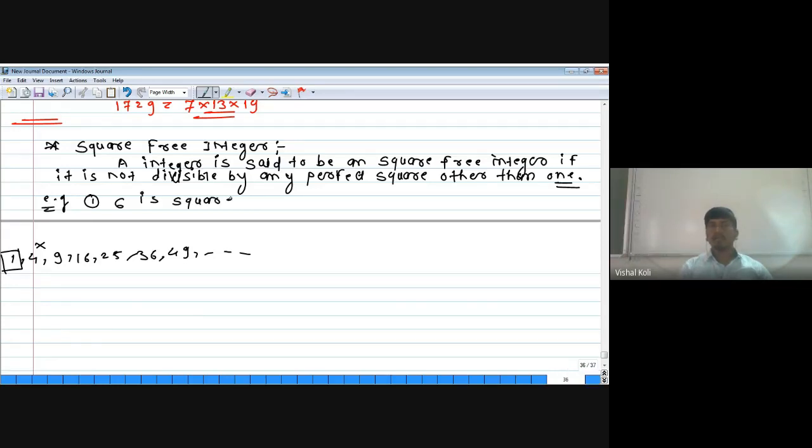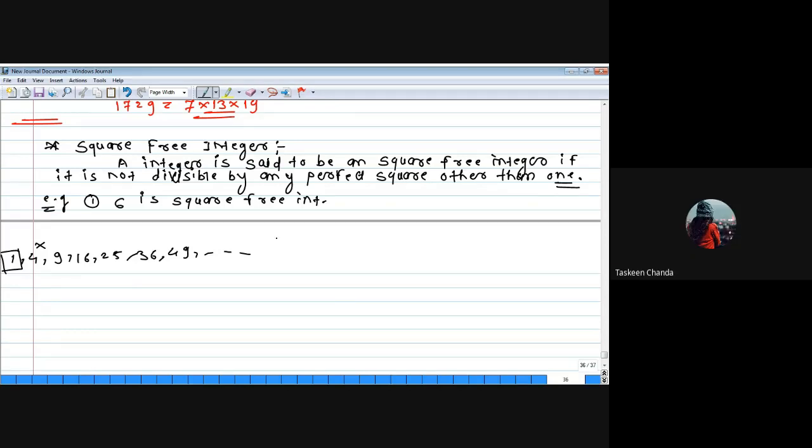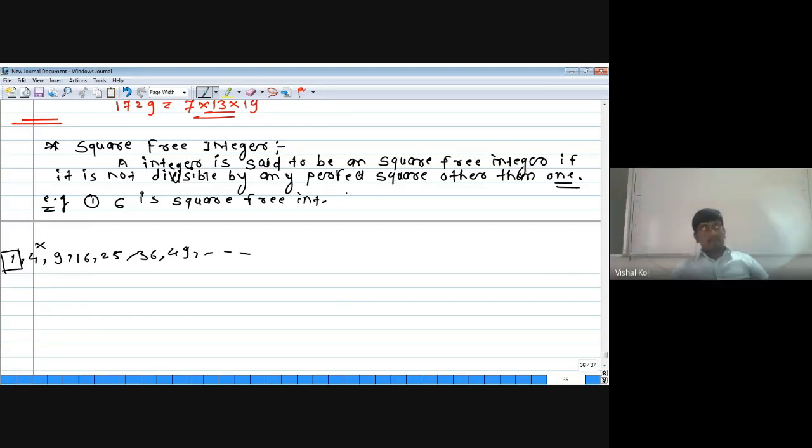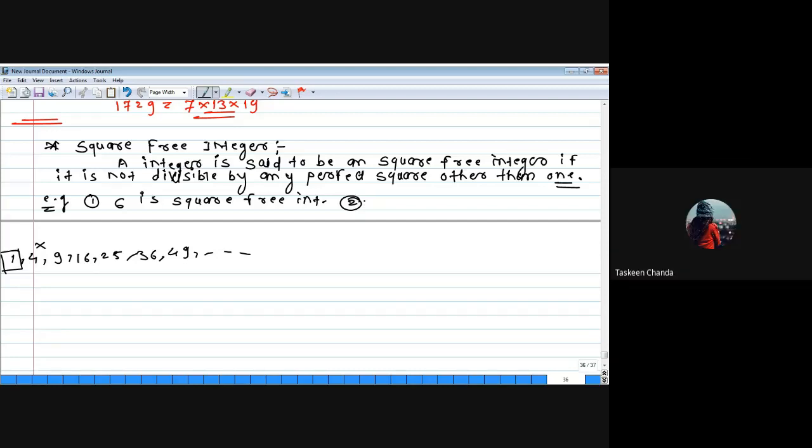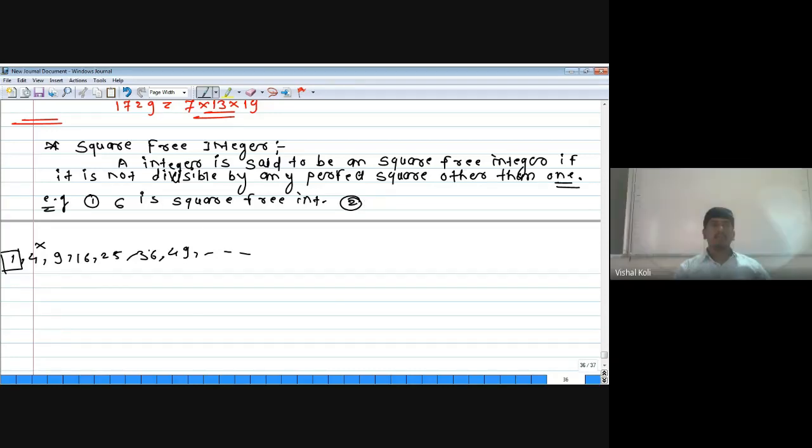What about 10? Whether 10 is a square free integer. Yes sir. What about 18? No sir. Why? Because it is divisible by 9. As 18 is divisible by 9, that is, it is divisible by some perfect square, then 18 is not square free. 18 is not a square free integer.